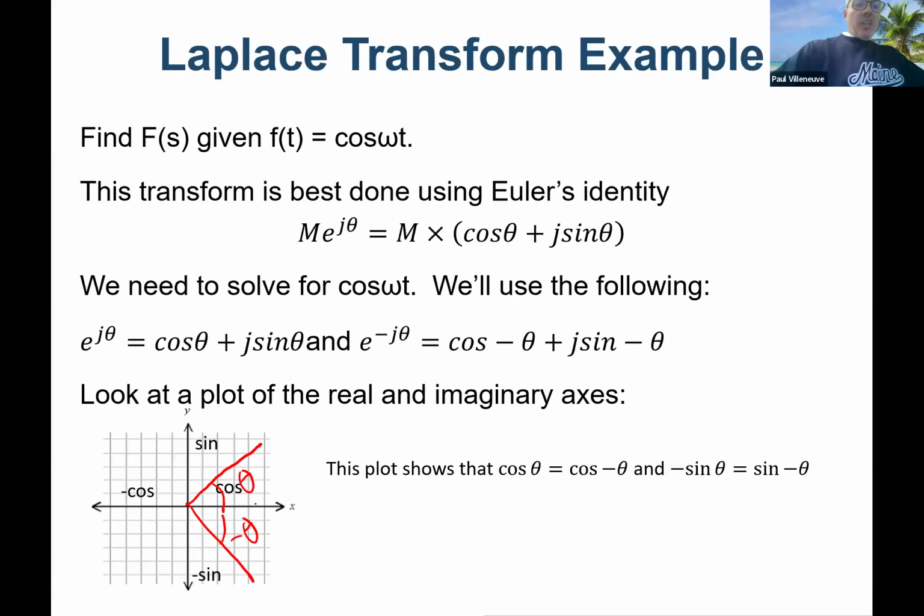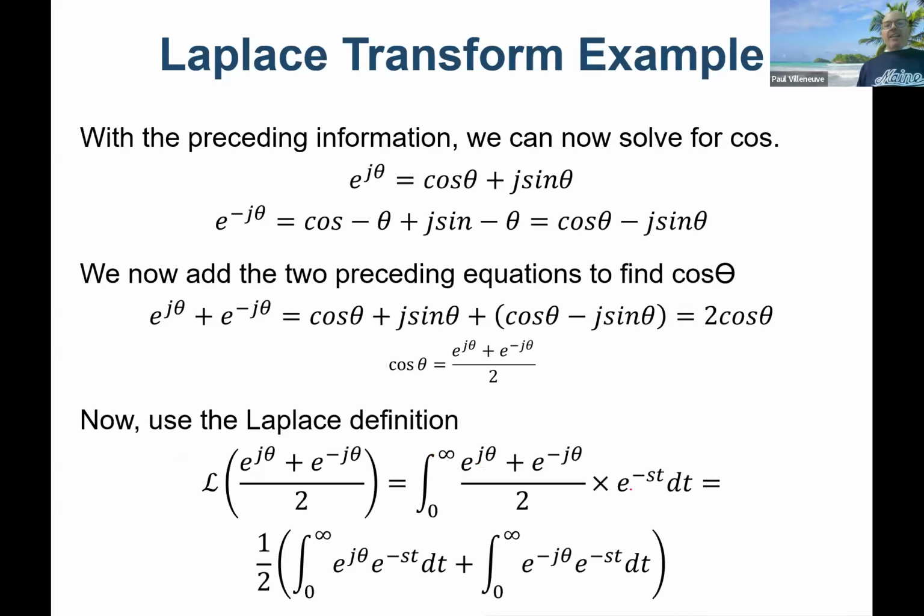So we can see that the cosine of theta and the cosine of minus theta are the same, aren't they? They're the same number. And we see that the sine of theta and the sine of minus theta are the same magnitude, but in the opposite direction. So we'll add in cosine of theta equals cosine of minus theta, and minus the sine of theta equals the sine of minus theta. So now we can go back here and we can simplify.